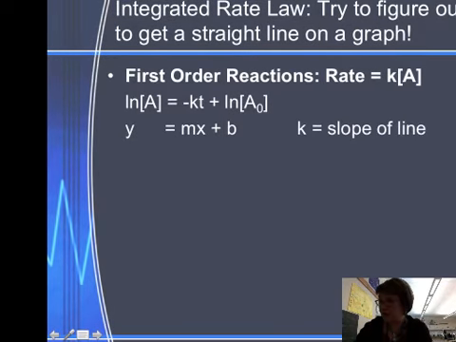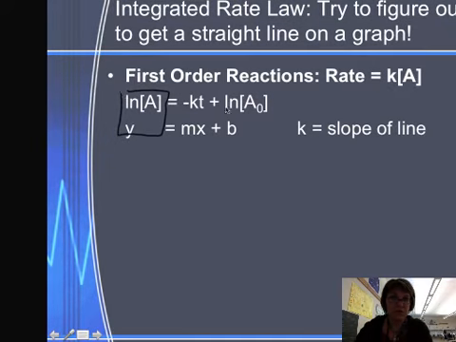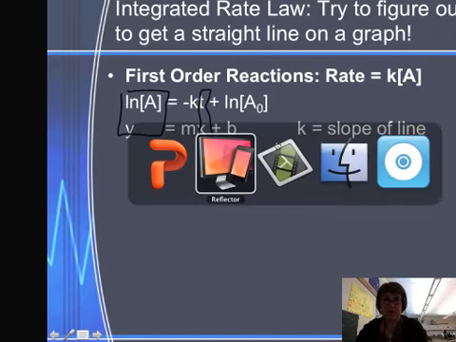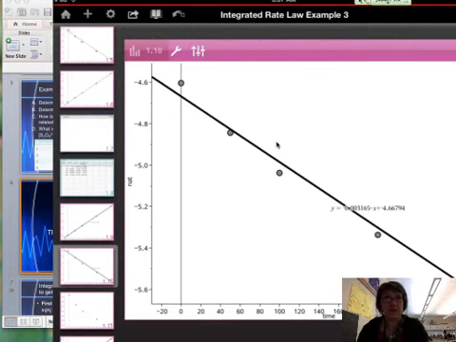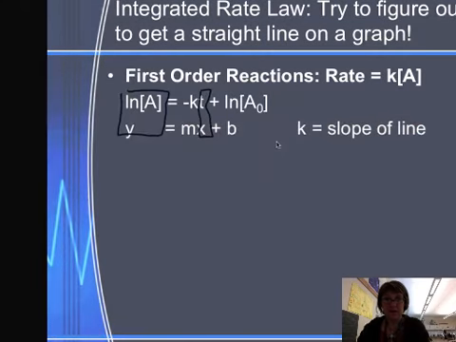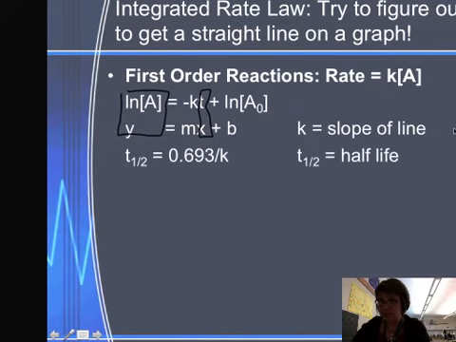There it is. Y equals mx plus b is the equation of our straight line, where the y term is the natural log of A. Time is my x term. K represents the slope of our line, but since we had a slope going down, a negative slope, let's look at that. That was this graph, right? We have a negative slope, then K is going to be equal to minus the slope of our line. So the slope is minus K, because it's going down.